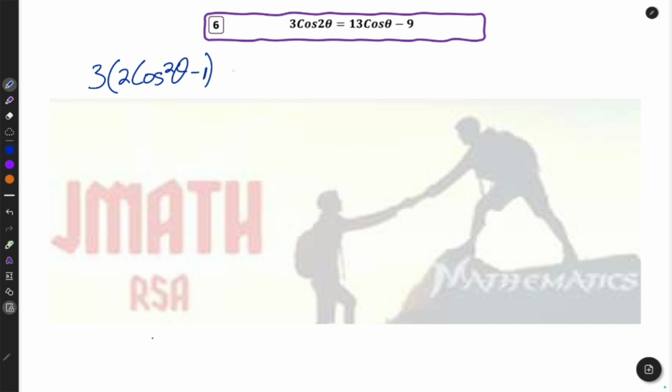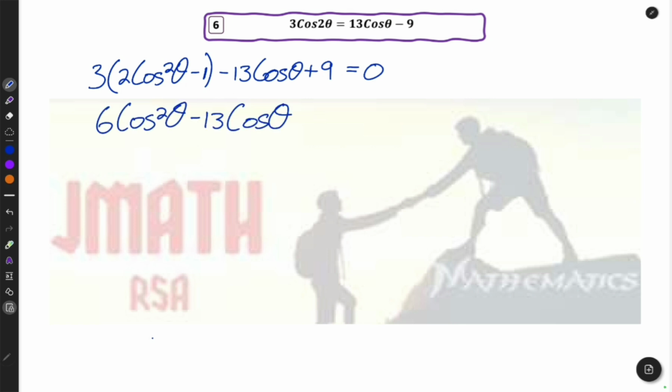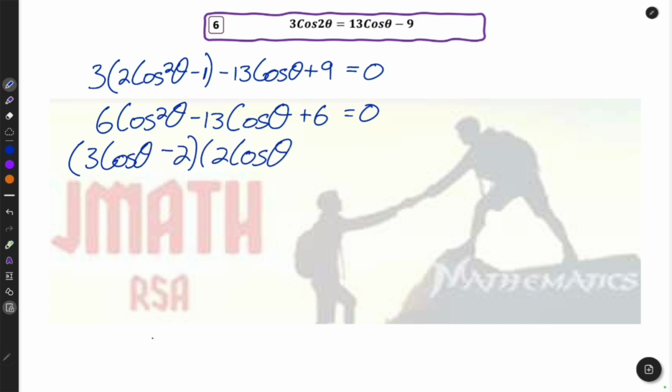I'm going to bring everything to the left. So minus 13 cos theta plus 9 is equal to 0. Okay, so just simplify that a little bit. So this is 6 cos squared theta, and then minus 13 cos theta. And then if I multiply the 3 into that bracket, I have a minus 3, and there's a plus 9, so that gives me plus 6 equals 0. Now, this is a trinomial. Once again, do it any way that you feel comfortable with, but the brackets in this case are going to be 3 cos theta minus 2, and then 2 cos theta minus 3 equals 0.